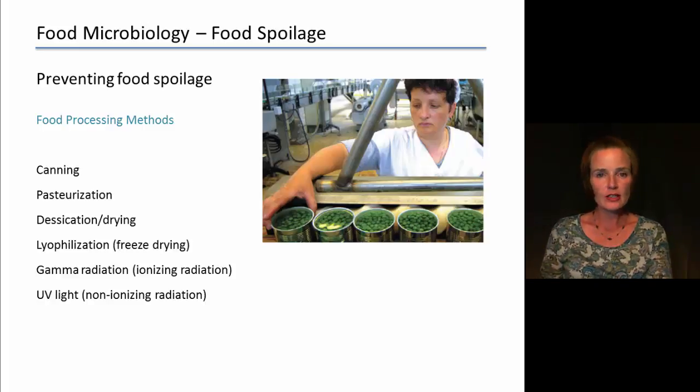Gamma radiation is one. This is a type of ionizing radiation. And then a second type of radiation would be non-ionizing radiation. UV light is a good example of that. And that also is going to result in killing some of the microbes that would be present on that particular food product.